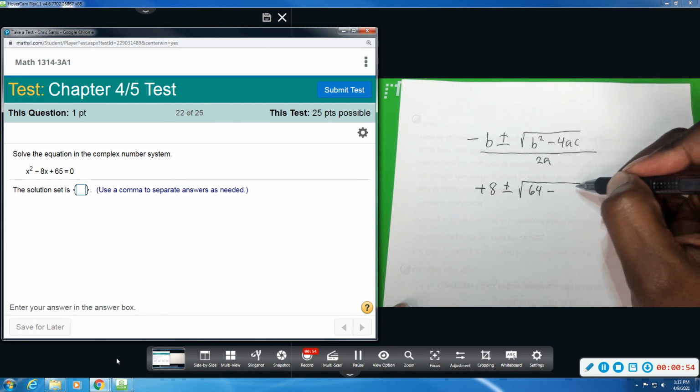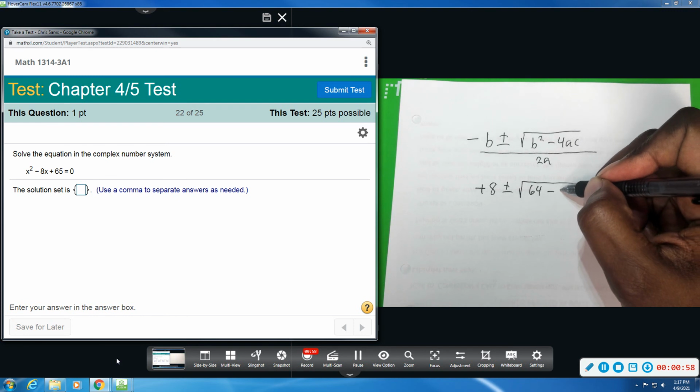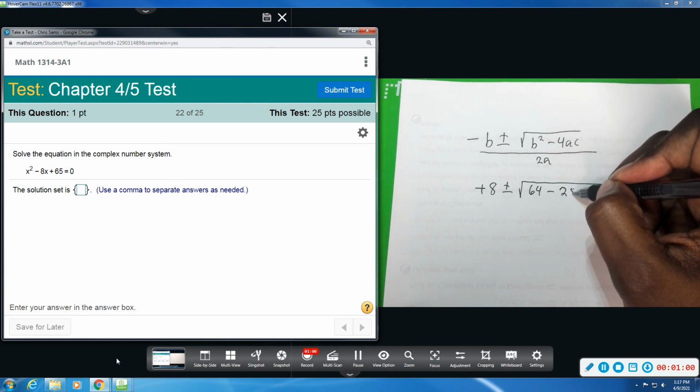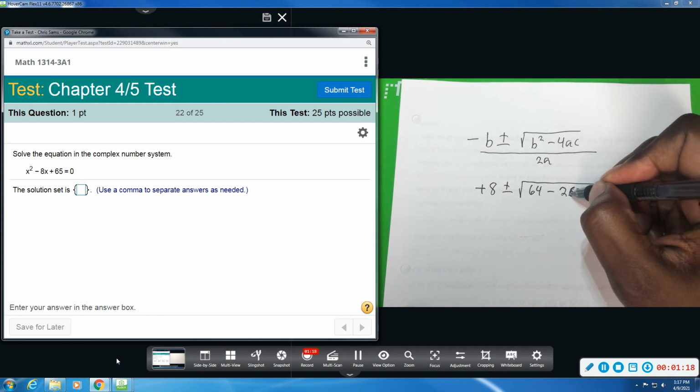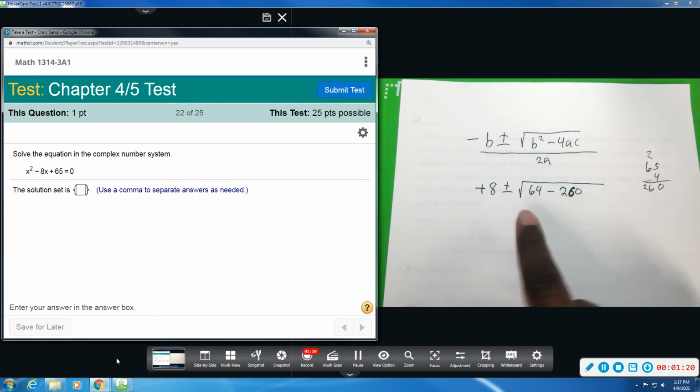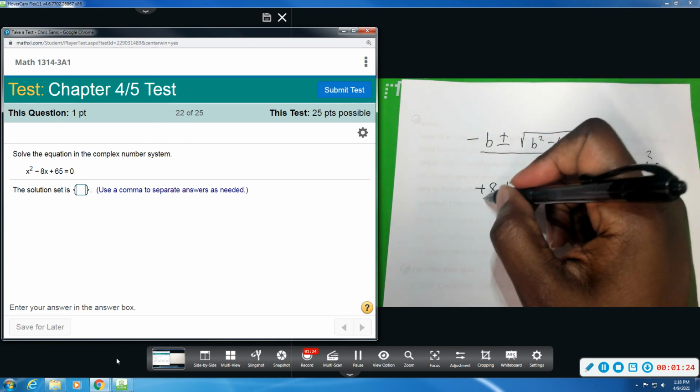4ac, 4 times 1 times 65. So that would give us 250 minus... 250. No, 260. 65 and 4, yeah, that would give us 20 and 24, so 26. Okay, 260. Be careful with that math. All right, and then divided by 2a, so 2 times 1 would just give us 2.